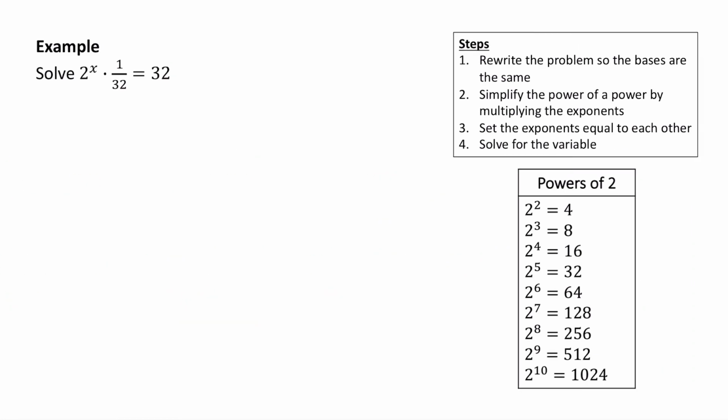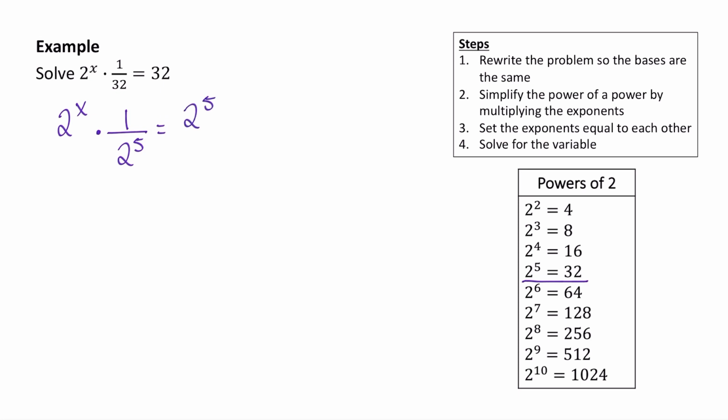So let's solve 2 to the x times 1 over 32 equals 32. Remember, we always want to write these in terms of a common power. If we look at our powers chart, notice that 2 and 32 appear in the powers of 2. So I'm going to leave that as 2 to the x, and then write it times 1 over, and then that 32 I'm going to rewrite as 2 to the 5th. And that equals 32, which is 2 to the 5th.